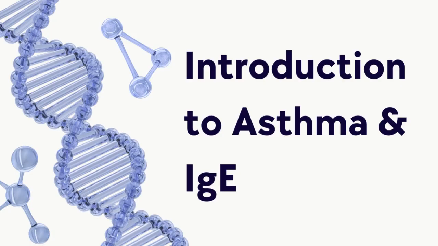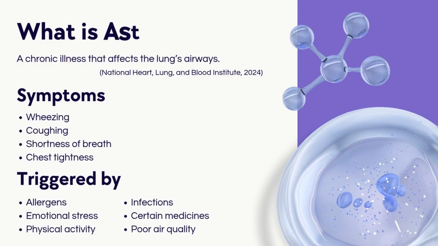So now I will explain briefly about asthma and introduction to IgE. What is asthma? According to the National Heart, Lung and Blood Institute 2024, asthma is a chronic illness that affects the lungs' airways. They also stated that people with asthma may experience wheezing, which is a whistling sound when they breathe out, coughing especially at night or early morning. They also may experience shortness of breath and chest tightness. Asthma may be triggered by allergens, emotional stress, physical activity, infections, certain medicines, and poor air quality.